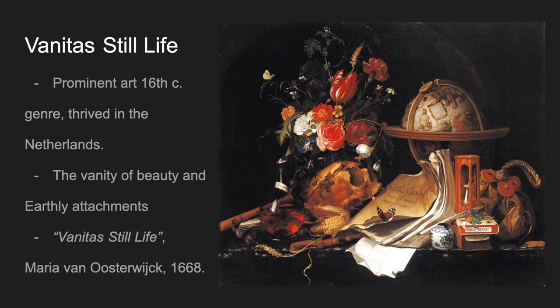Vanitas still life is sort of another version of memento mori, also a 16th century genre specific to the Netherlands. And this explored topics of beauty and earthly attachments, so things that humans really want to hold on to while they're alive, but also a reminder that eventually we will be gone and all of these objects will be left behind.